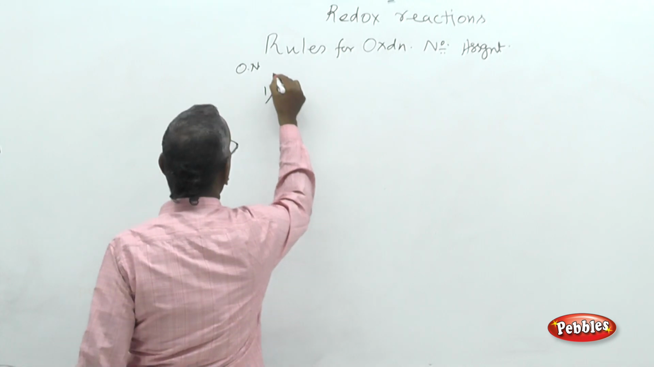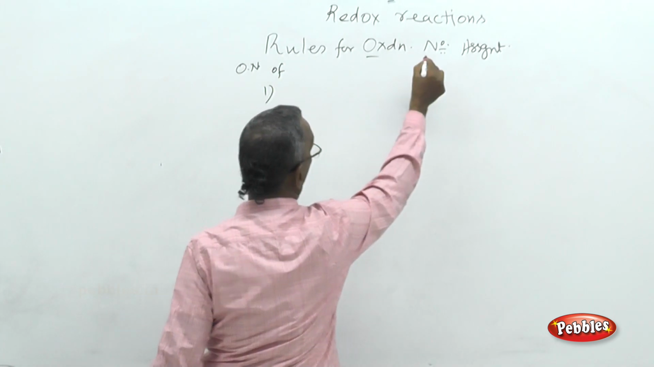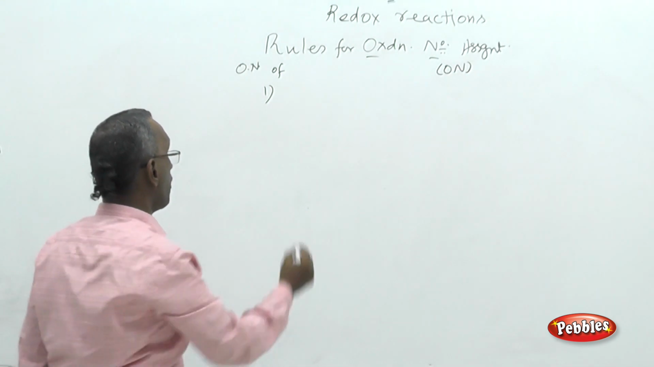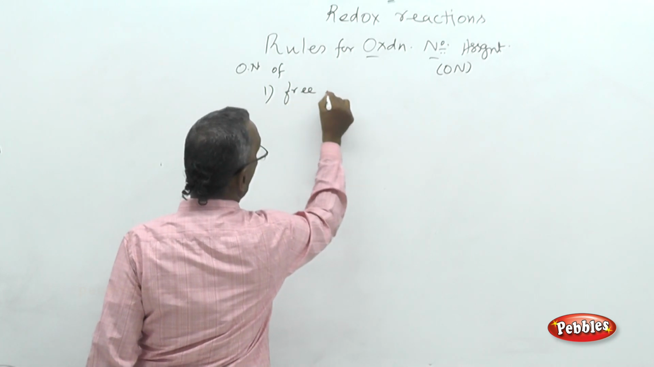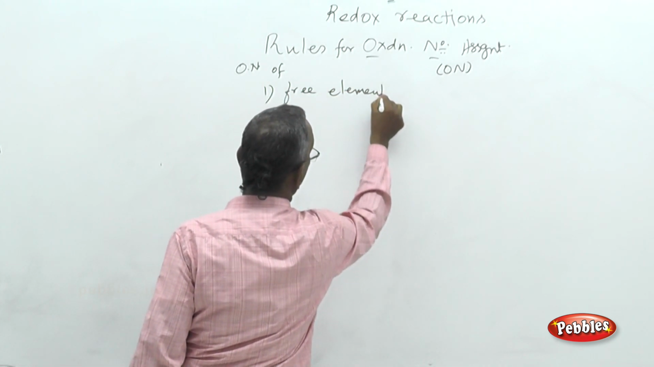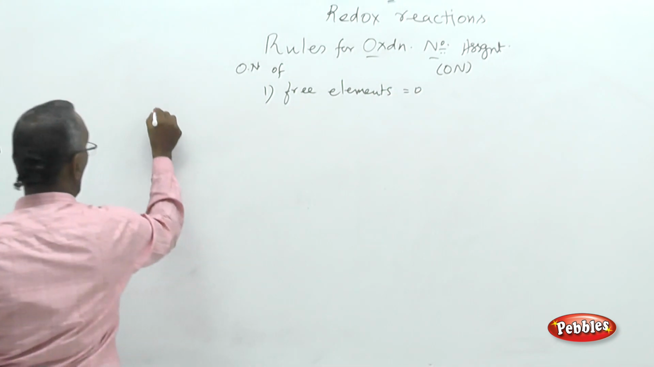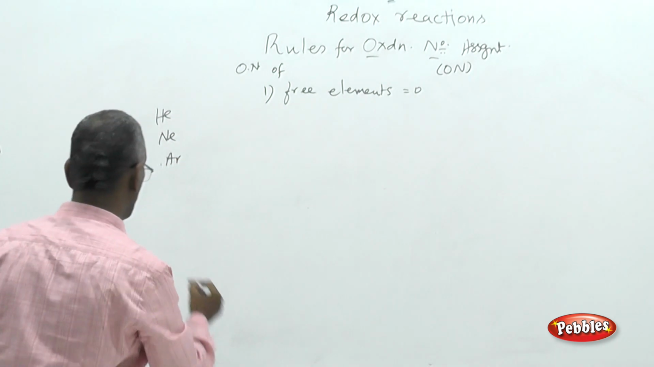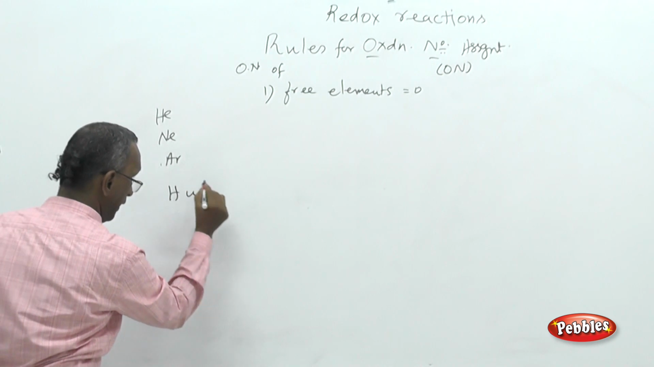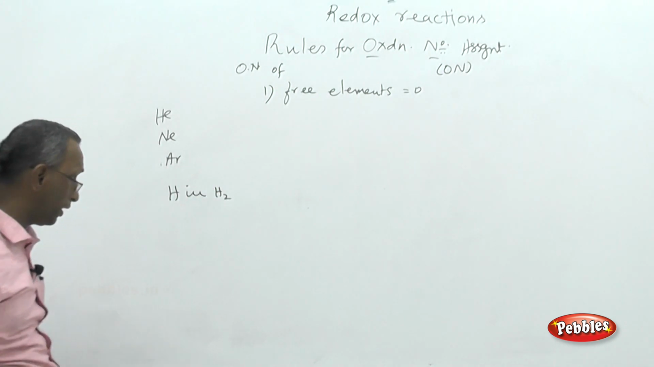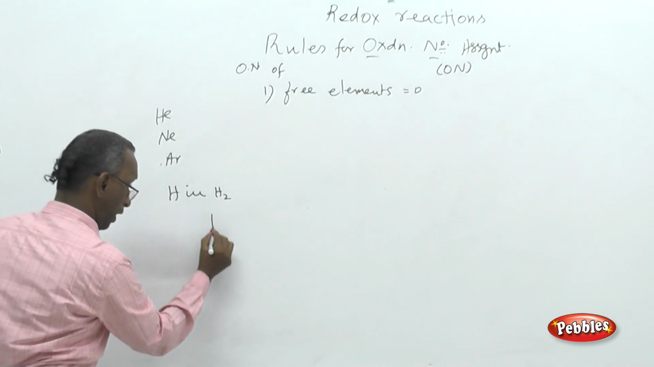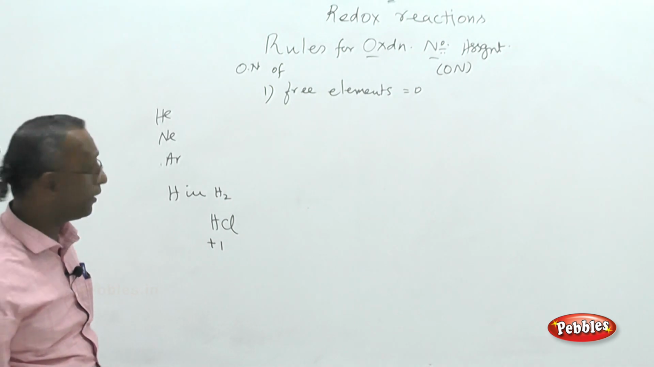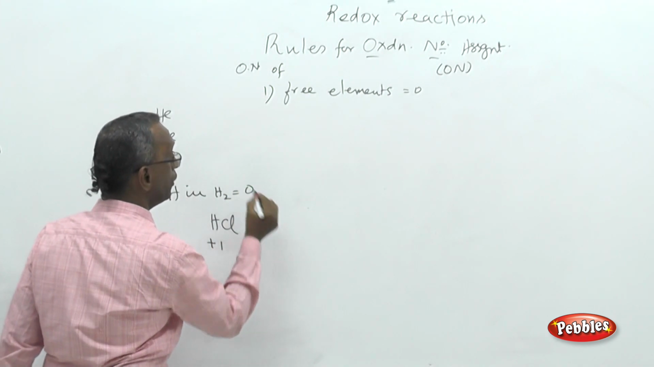Oxidation number of free elements. Oxidation number can be represented as ON for the sake of convenience. The oxidation number of free elements is generally taken as 0. Free elements means helium, neon, argon, or even hydrogen in the hydrogen molecule. What is the oxidation state of hydrogen in the hydrogen molecule? The oxidation state of hydrogen in HCl is +1, as we have just seen, but the oxidation state of hydrogen in the hydrogen molecule is 0.